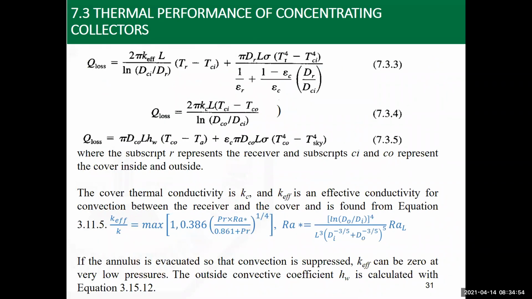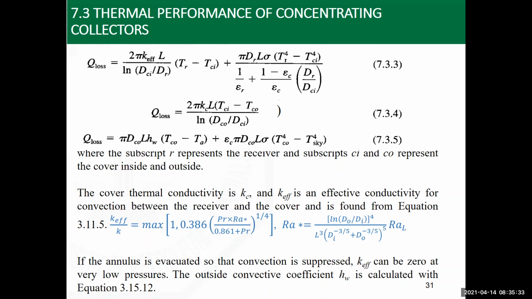In case the receiver has a cover, then we are going to consider a set of three equations. The first one talks about the losses between the receiver and the interior surface of the cover. The resistance here is given in conduction and convection, represented in the first term through a conduction relation using an effective thermal conductivity, and radiation, which is the second term on the right-hand side of equation 7.33. So this is radiation from the receiver surface to the inner surface of the cover.